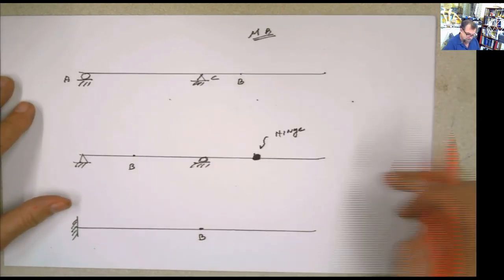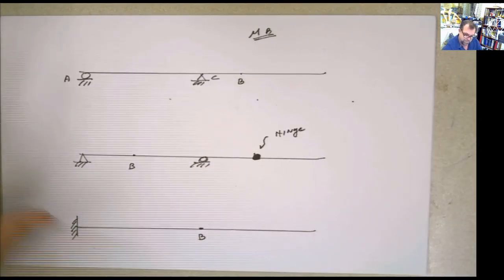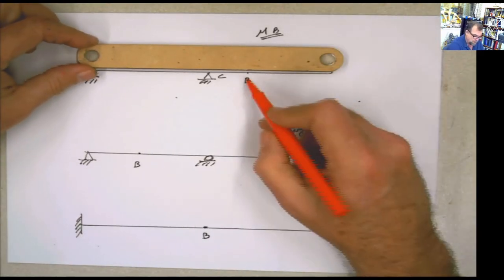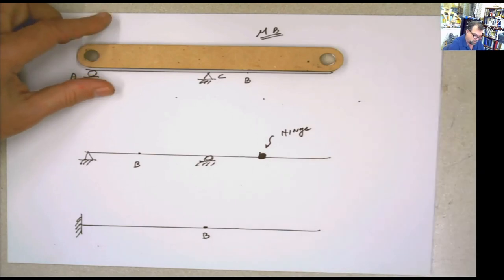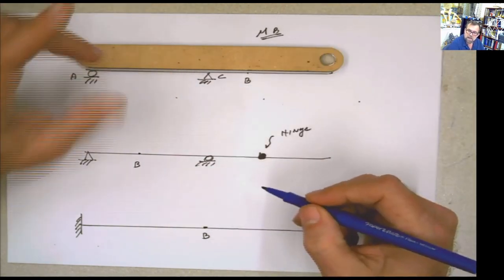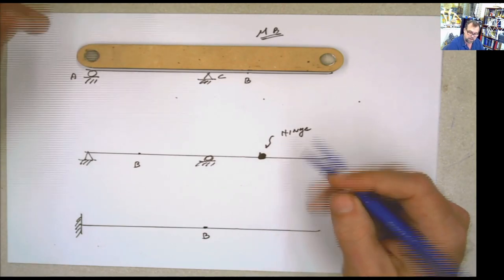Okay, moment. There you go. Now, remember what we do with the moment. What do we do with the moment? We release at that point. And how do we release it? By putting a hinge at that point.